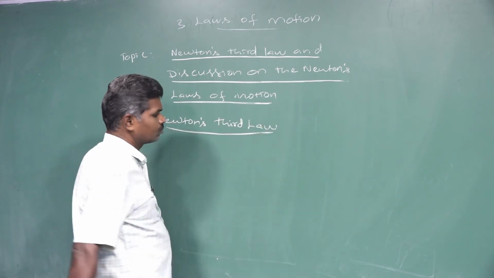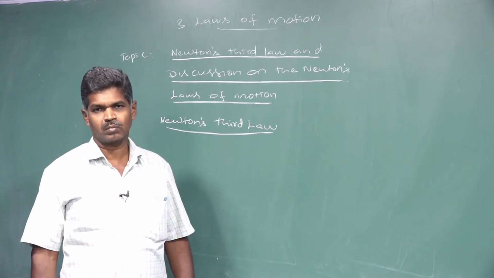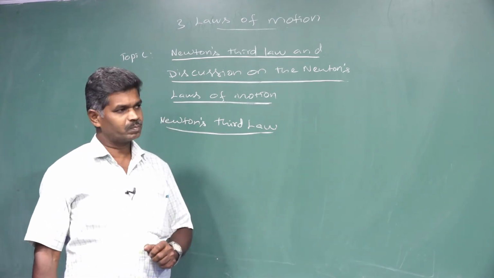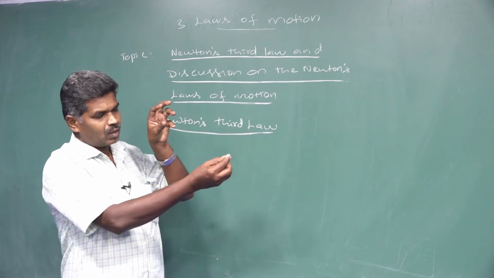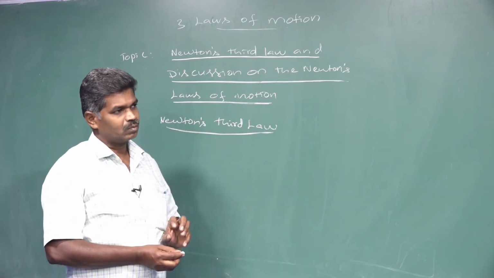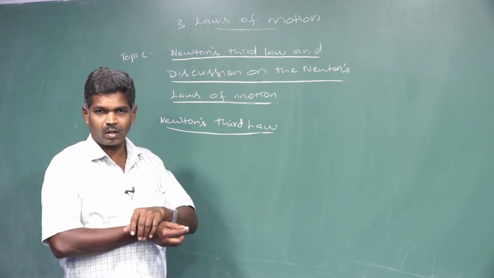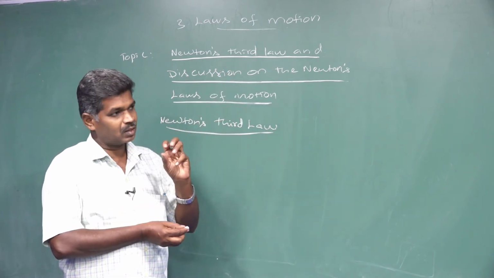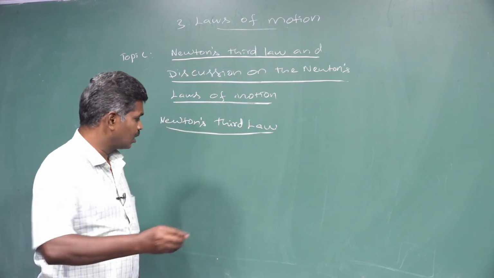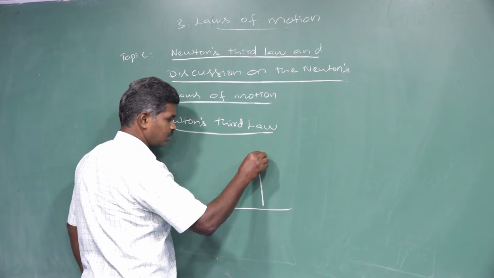For example, we are going to take one rubber ball. If we throw it towards the wall, at the time the ball hits the wall, the ball exerts a force on that wall, and the wall also simultaneously exerts a force on that ball. We will take that on a diagram. We consider this a wall.